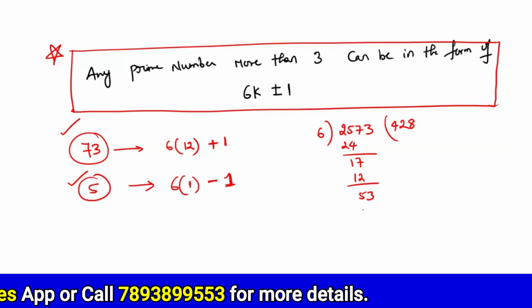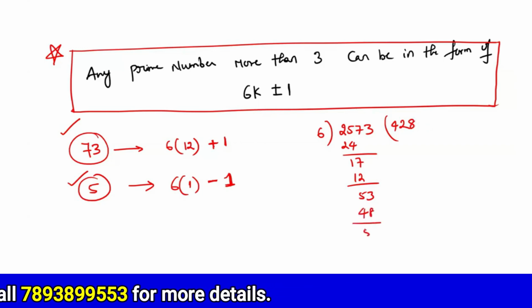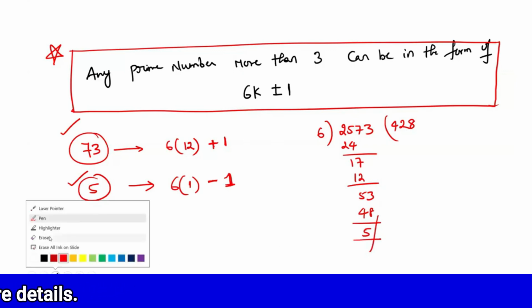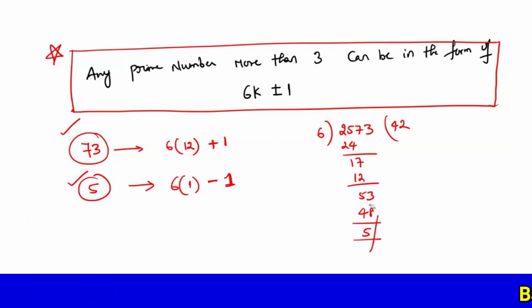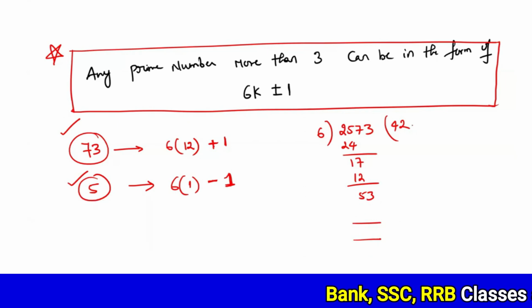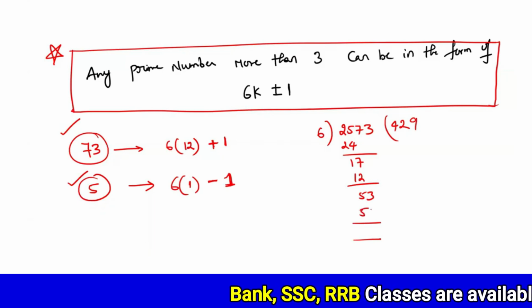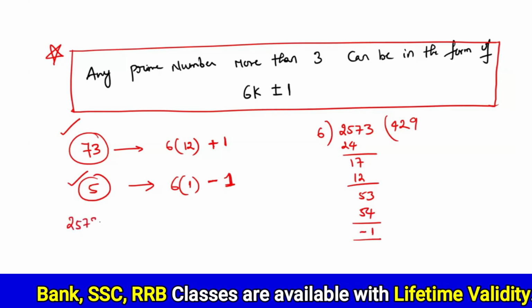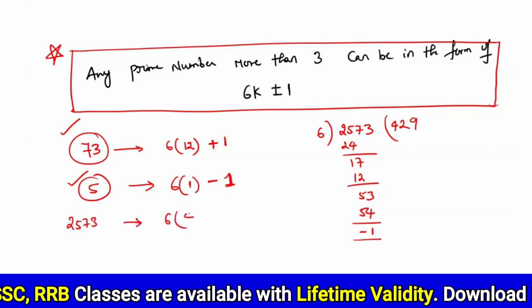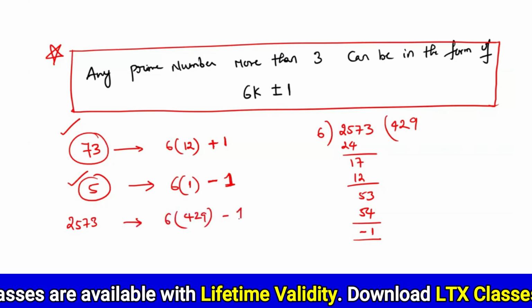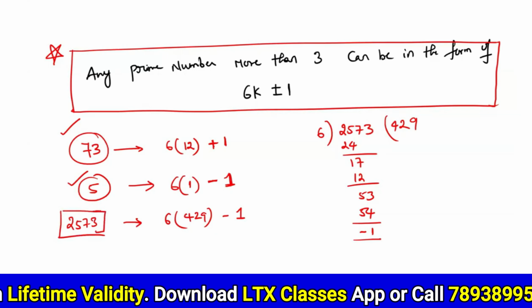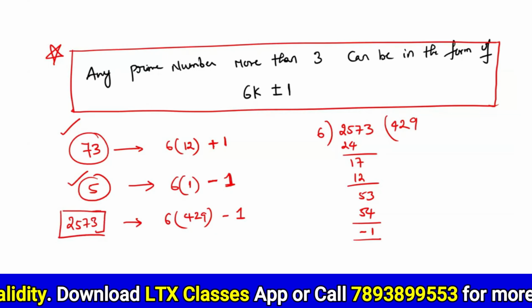There is still more left. 6 8s is 48, and the difference is 5. If the difference is 5, here the negative remainder is -1. I will explain the negative remainder concept. Or else we will do one thing. Instead of multiplying with 8, we will multiply with 9. 6 9s is 54. Then the difference is -1. So now this number 2573 can be represented as 6 times 429 minus 1. So obviously, this number 2573 is a prime number. Yes.